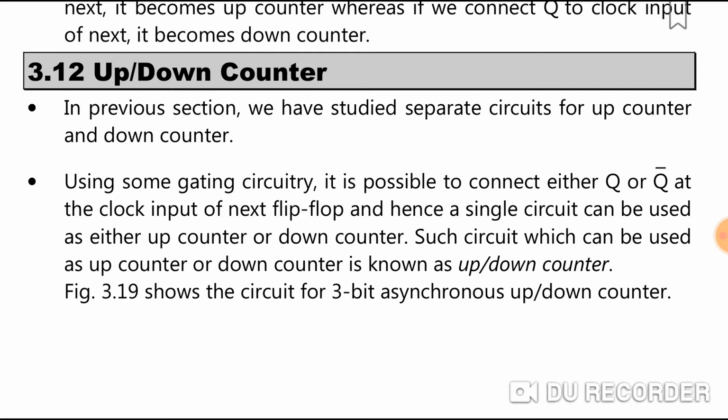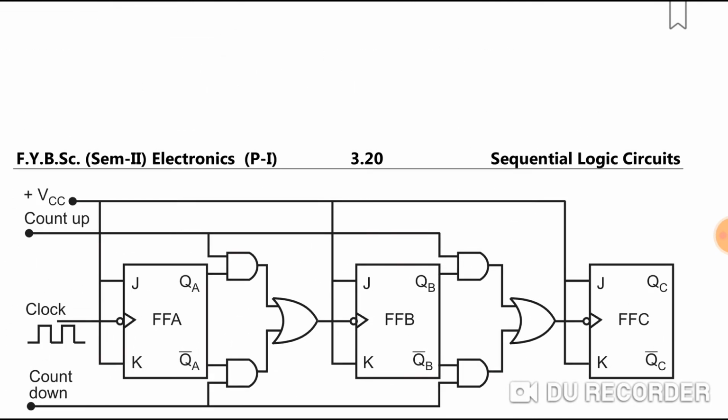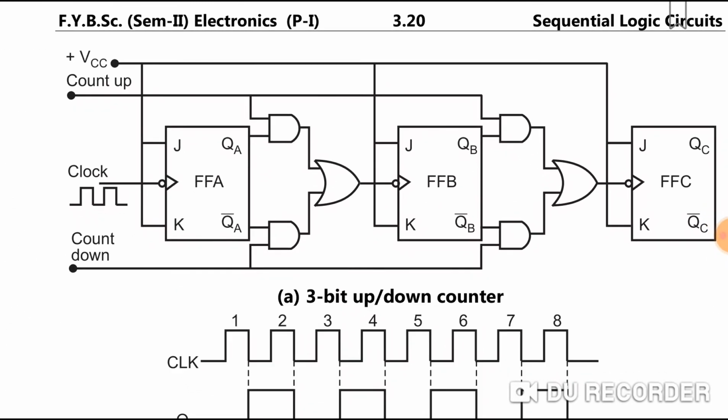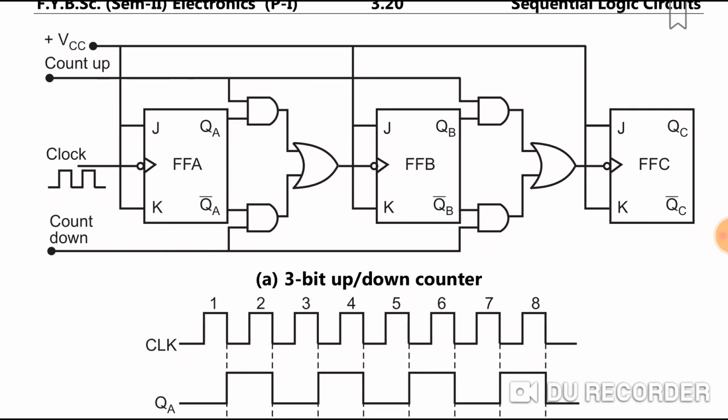So using some gating circuitry, it is possible to connect either Q or Q bar at the clock input of the next flip-flop, and hence a single circuit can be used as either an up counter or a down counter. Such a circuit which can be used as an up counter or down counter is known as an up-down counter. So the circuit for a 3-bit synchronous up-down counter is like this, in which 3 flip-flops are there and the QA is connected to the clock input of the next flip-flop through 2 AND gates and 1 OR gate.